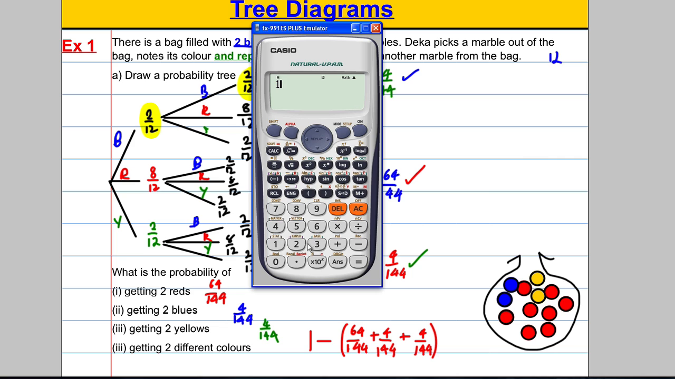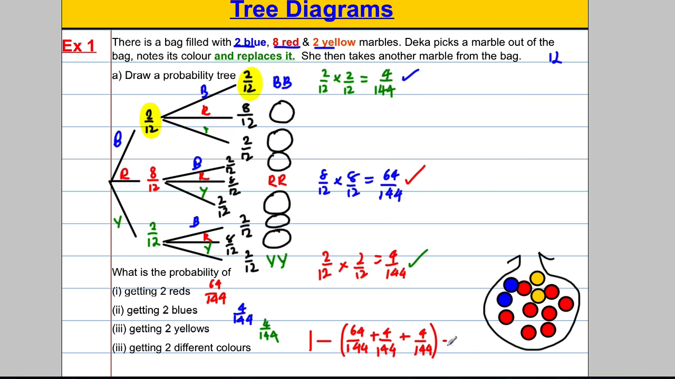So what we can do is 1 take away, and we can say 64 out of 144 plus 4 out of 144 plus 4 out of 144. And we get ourselves, well, a half, but that would have been equal to 72 out of 144, okay, or a half.